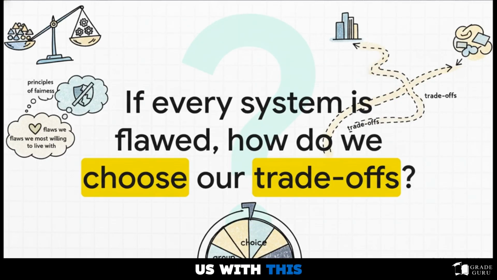And that leaves us with this final, really big question. If we know that every system is flawed, the challenge isn't about finding a perfect one, because that doesn't exist. The real debate is about deciding which fairness principles we care about most and which flaws we as a society are willing to live with.